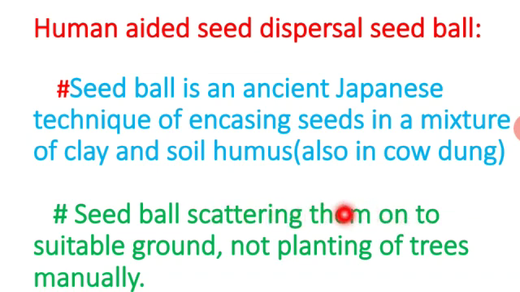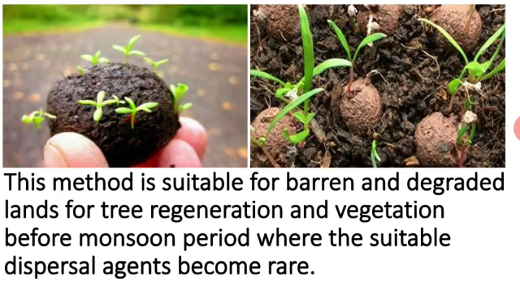These balls are scattered on the ground, not planted like trees, not planted in a particular manner, but gradually scattered at ground level. After that, you can find out whether the seeds have grown or germinated. This is suitable for barren and degraded lands, for tree regeneration and for vegetation before the monsoon period, where the suitable dispersal agents become rare. When the seeds cannot be dispersed by particular agents, these methods can be followed. Not only a single type of seed, many different kinds of seeds can be mixed in the clay, made into balls and thrown on the ground, and they grow as plants.